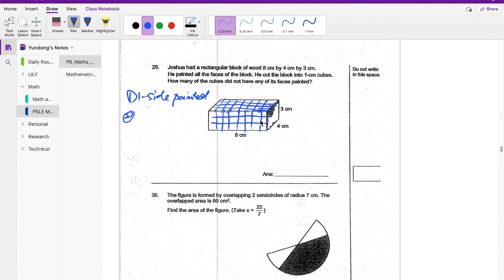The second one, 2 sides painted. So this one happens not in the middle of a side, but along the lines here, right? For this one, this one, this one, this one, this one, and this one, right? The third one, 3 sides painted.